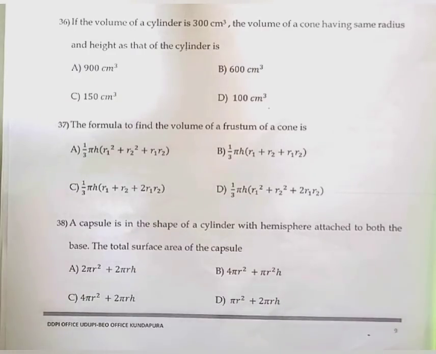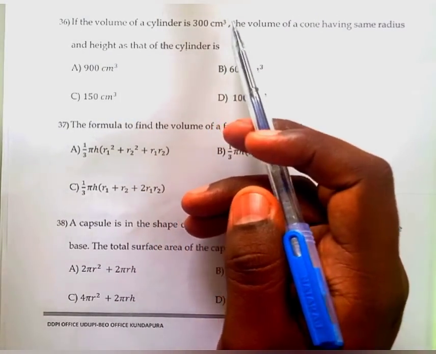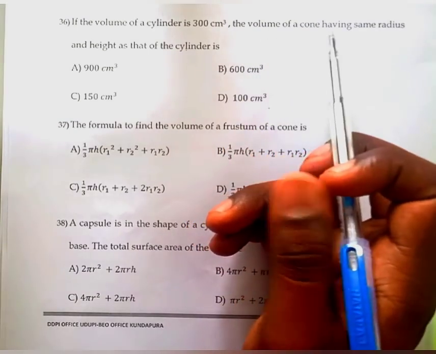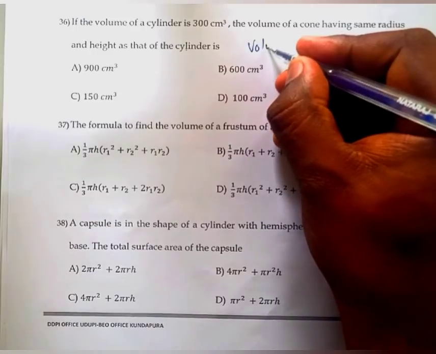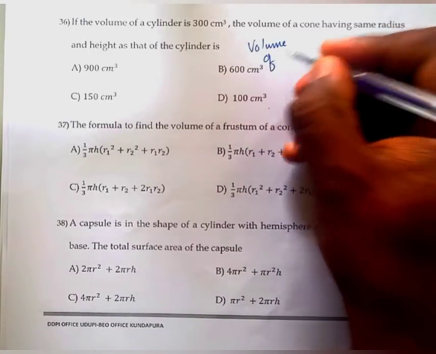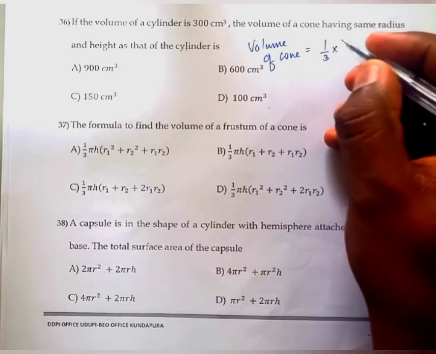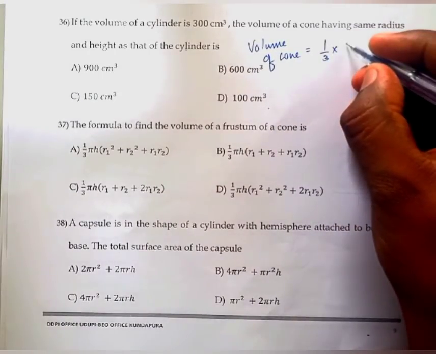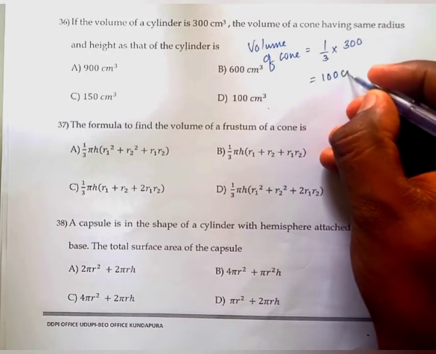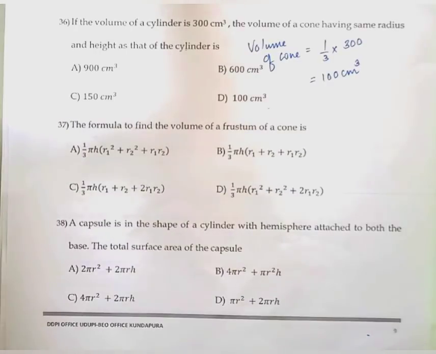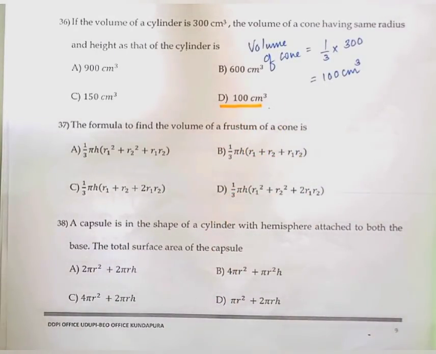Question number 36. If the volume of a cylinder is 300 centimeter cube, the volume of a cone having same radius and height as that of cylinder is. Repeated and definite question. Volume of cone is equal to 1/3 of volume of cylinder. Therefore, volume of cone equals 1/3 of 300 is 100 centimeter cube. Therefore, the correct answer is option D, 100 centimeter cube.